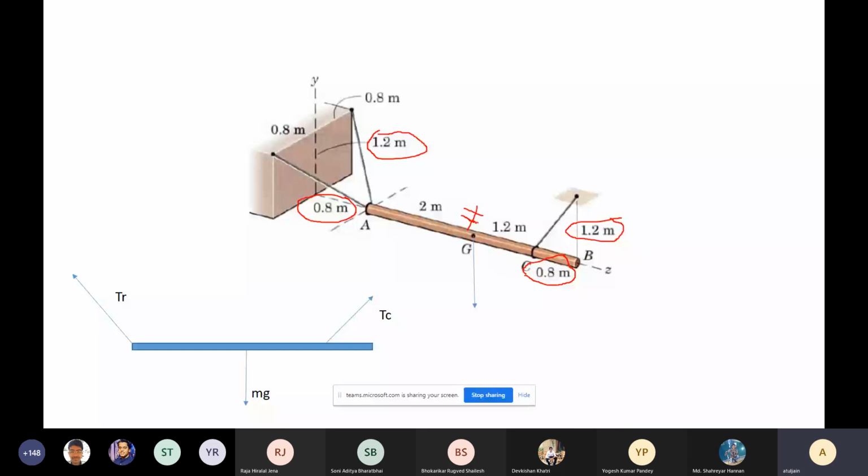So the three forces, the three vectors, these three lines are not going to be concurrent.